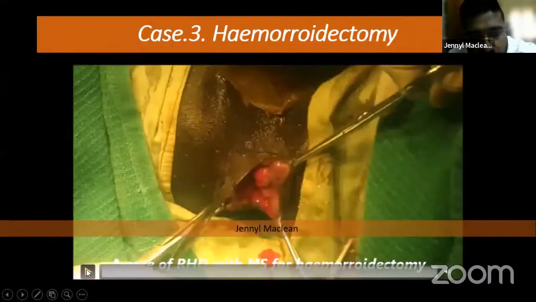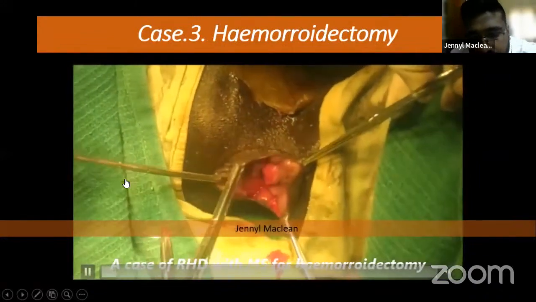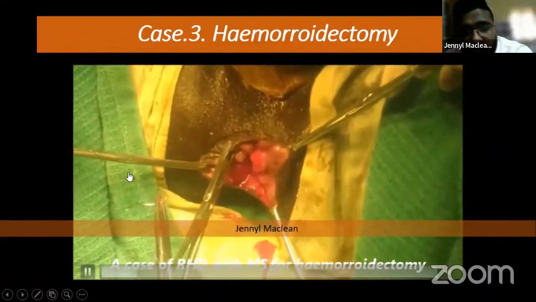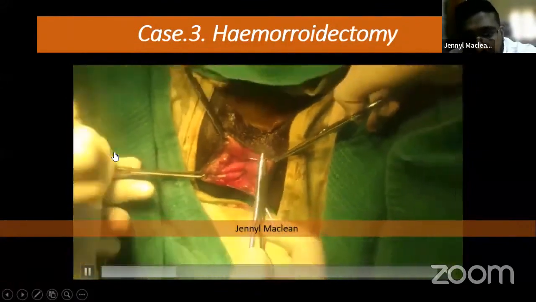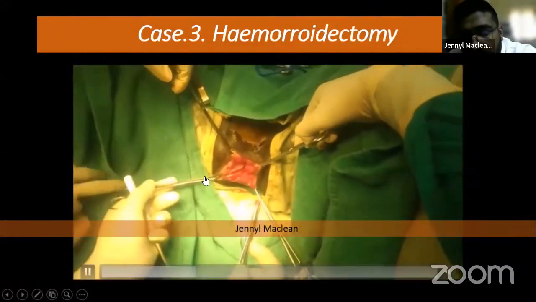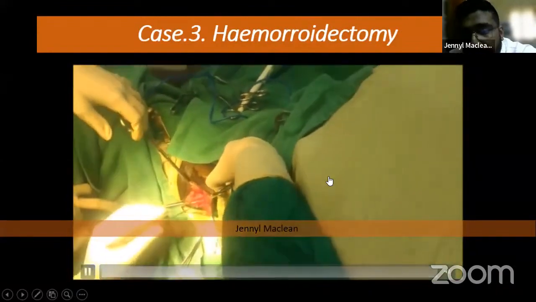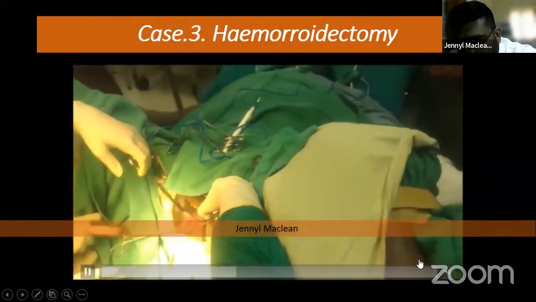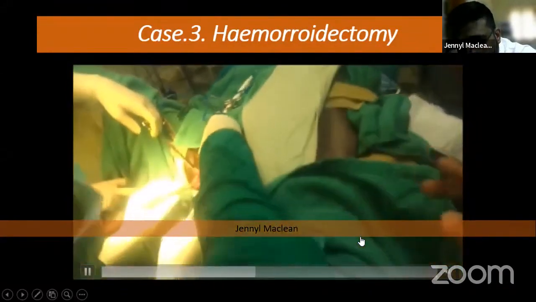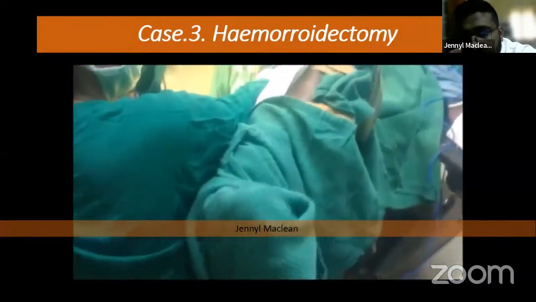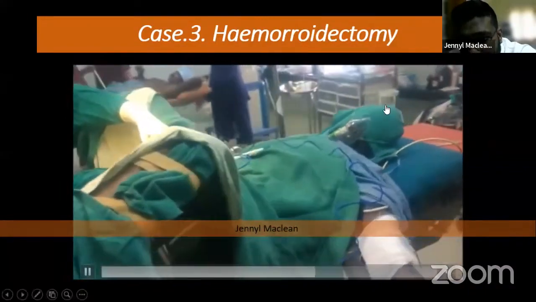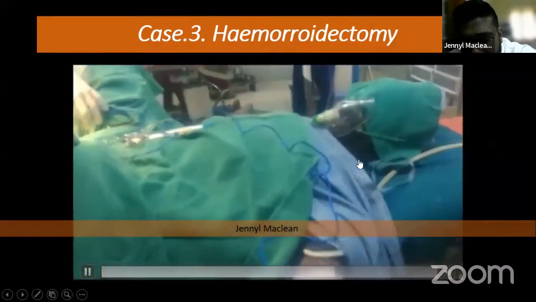This is a rheumatoid heart disease patient with mitral stenosis for hemorrhoidectomy. I have performed a caudal epidural for this patient. When I asked the patient to move the limbs, the patient is able to move, and the patient is not sedated. The patient can vocalize.